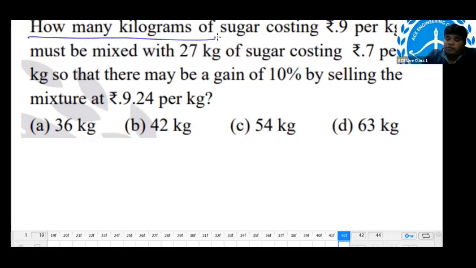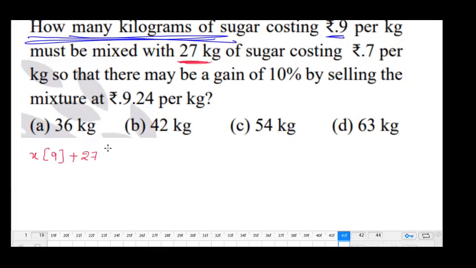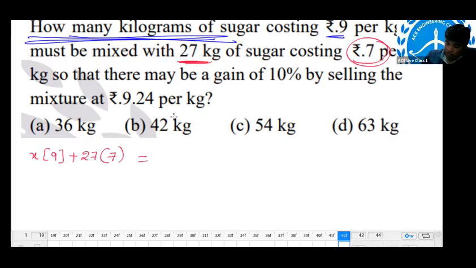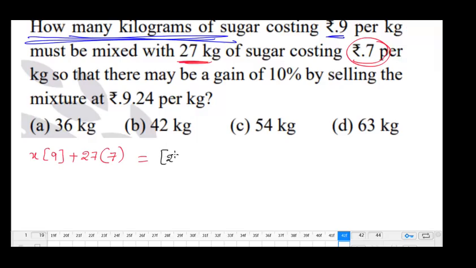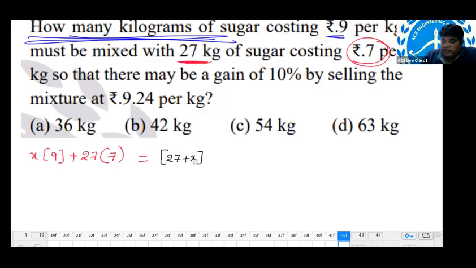How many kilograms means each kilo is 9 rupees. How many kilograms you have to take? You don't know, so X kg, each kg 9 rupees. It is mixed with 27 kgs of sugar at 7. After mixing, how many kgs are you getting in total? 27 plus X kg.